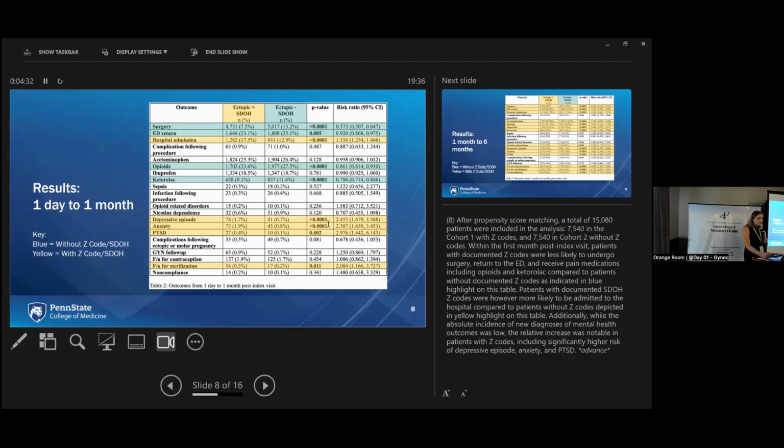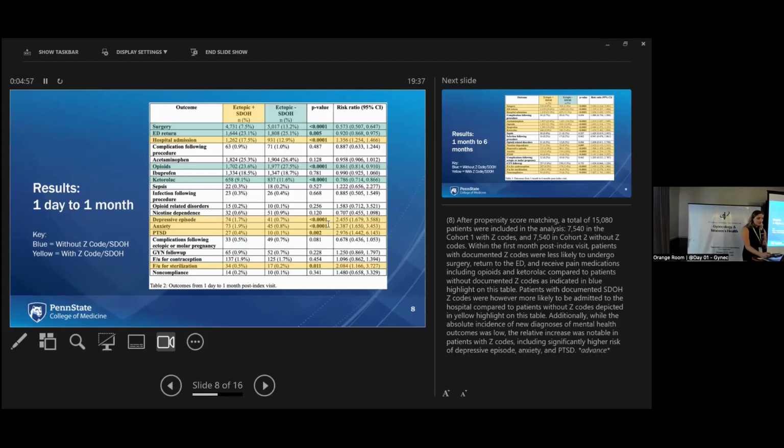Within the first month post-index visit, patients with documented Z codes were less likely to undergo surgery, return to the ED, and receive pain medication, including opioids and ketorolac, compared to patients without documented Z codes, as indicated by the blue highlight on this table. Patients with documented Z codes were, however, more likely to be admitted to hospital compared to patients without Z codes, depicted in the yellow highlight on this table.